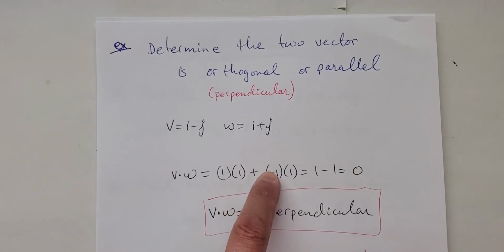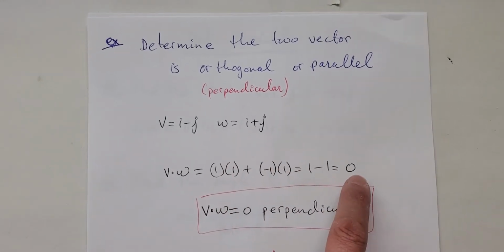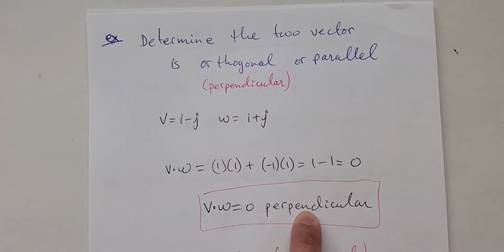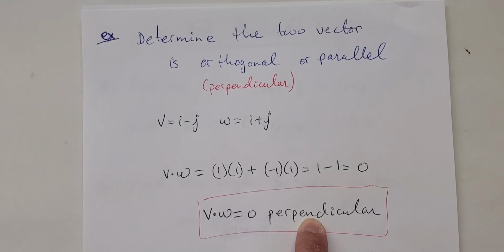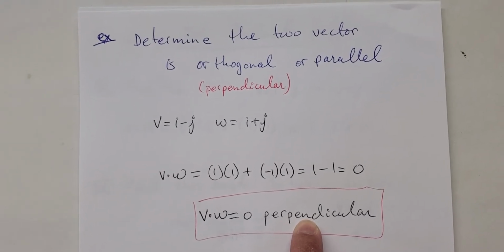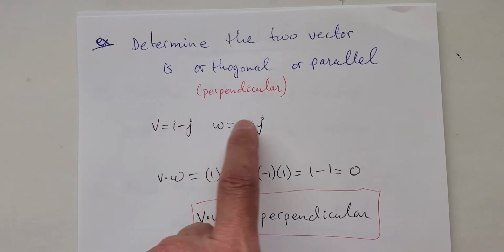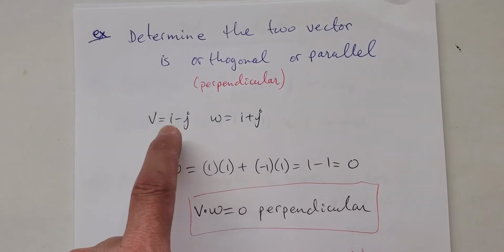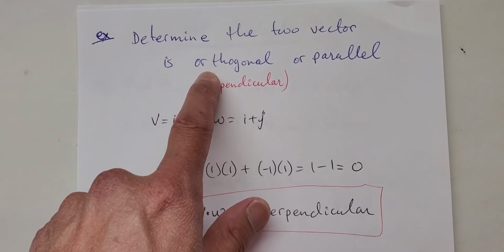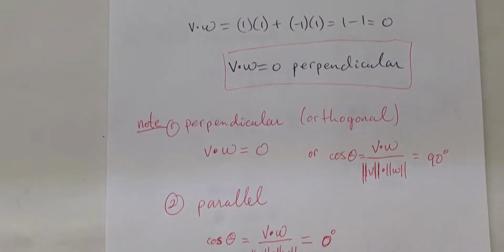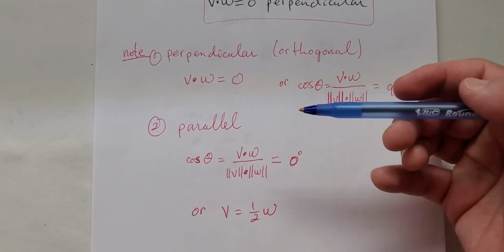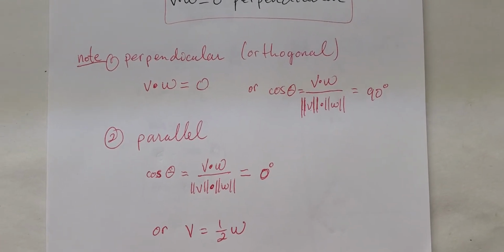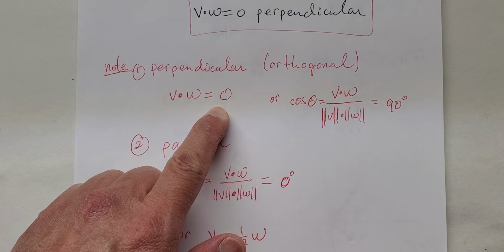When you do the dot product and it comes out to be 0, then these two vectors are perpendicular, or, fancy way of saying it, orthogonal. Okay, so one more time. When you do the dot product of these two vectors and the answer comes out to be 0, then these two vectors are orthogonal. To be orthogonal, the dot product must be 0.